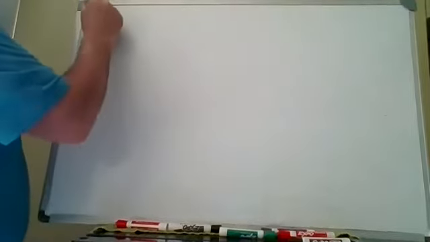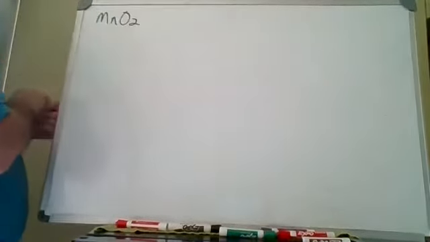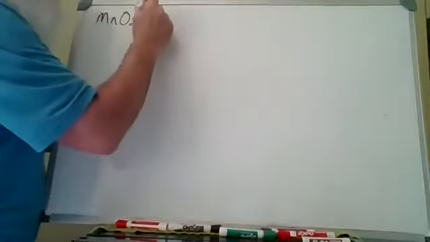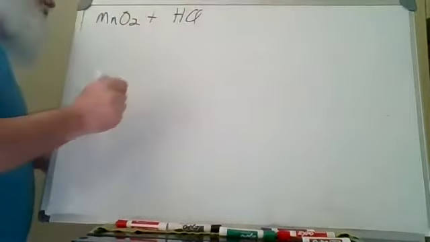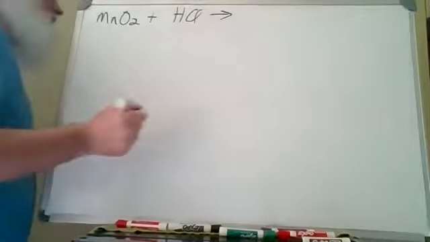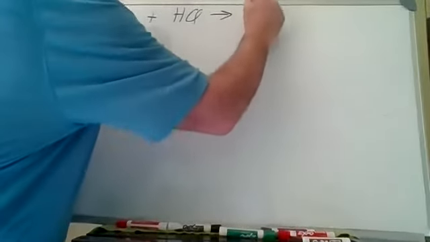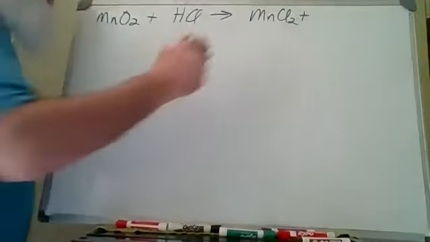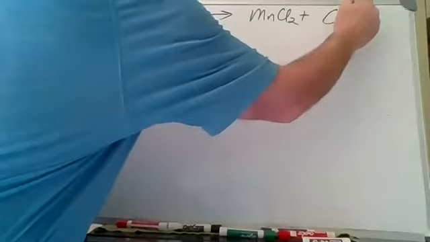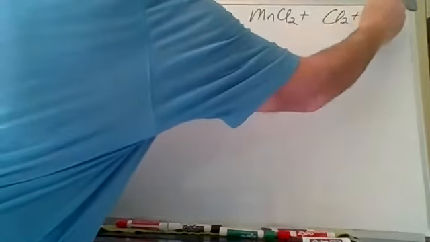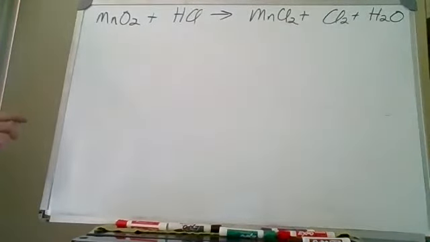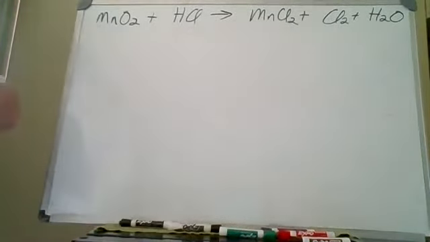So we have this powerful, is it an oxidizing or reducing agent? I can't remember. This is very, very toxic, very highly reactive. Nice black powder. Manganese chloride plus Cl2 plus water. Okay. And while you're writing that down, I'm going to start assigning oxidation numbers here.